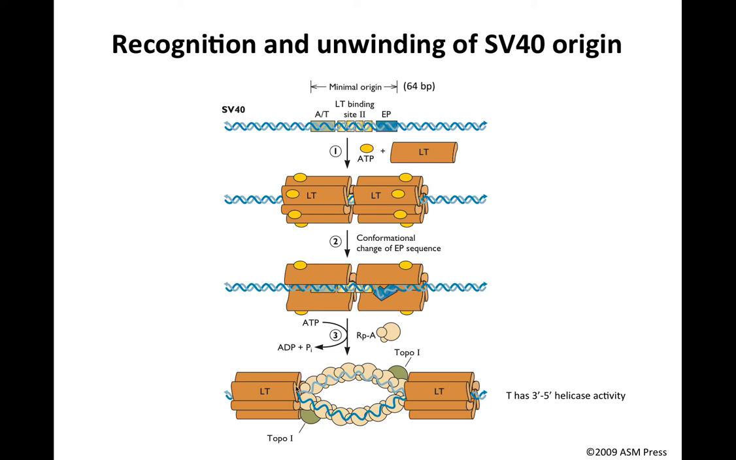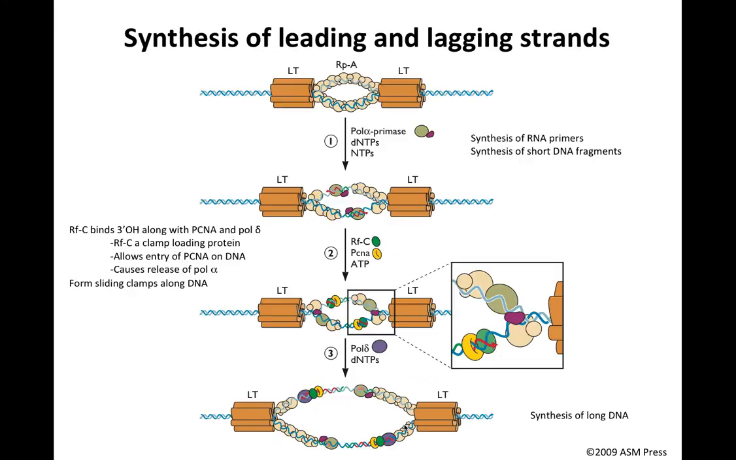So you can see there's a series of events occurring here, a series of fortunate events for the virus that allow recognition of the origin of replication, first by large T, then by these proteins that help to denature the origin. And of course, this is going to set the stage for the DNA polymerases to come in and begin copying this origin. All right, so that's the first step. What happens next? A series of very interesting events.